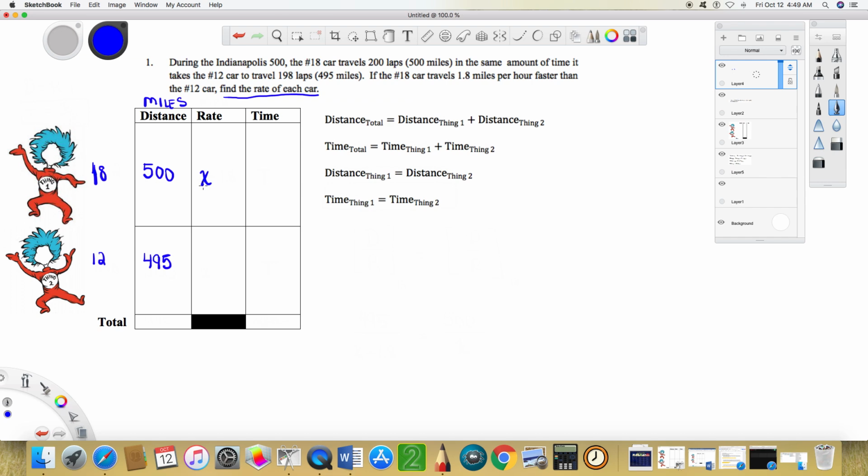Now, that was the faster car, and it even tells us how much faster. So this is the slower car. How much slower? 1.8 miles per hour slower. So there's an expression for the rate of this losing car, number 12.